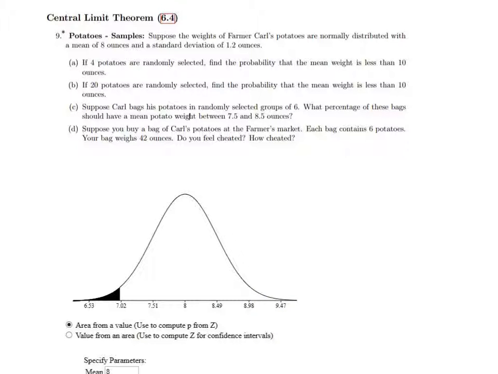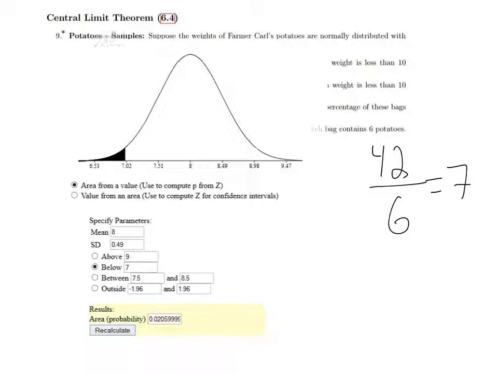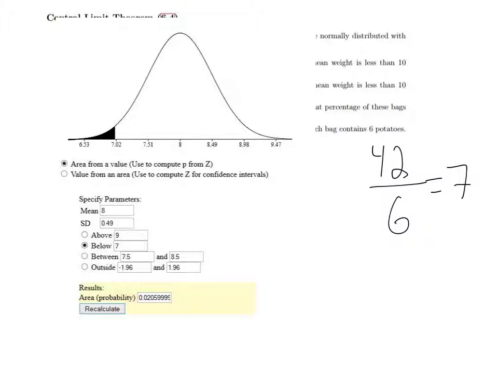For the very last question in this problem, we buy a bag of 6 potatoes. We're selling bags of 6 potatoes, and the whole bag weighs 42 ounces. So how do I know whether I'm being cheated or not? Well, if I've got 42 ounces, I can say on average each of those potatoes weighs 7 ounces. So I've got a sampling distribution, average of 7. Is 7 unlikely to happen? I'm going to come back and look at this distribution. I had a sample size of 6, so that's my standard deviation there. And my mean, I said below 7.